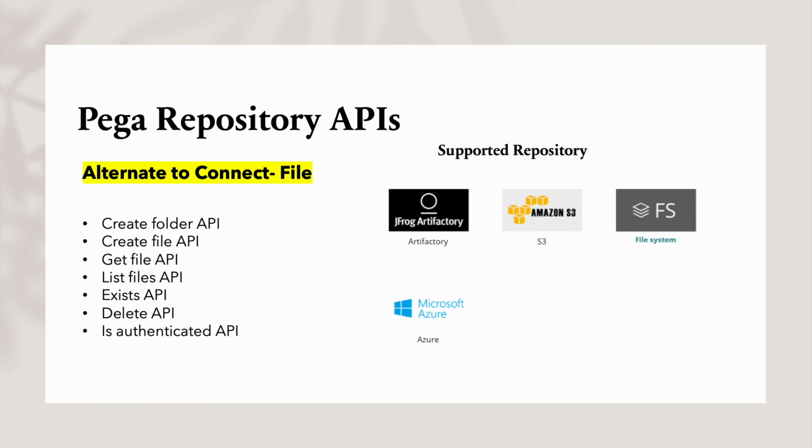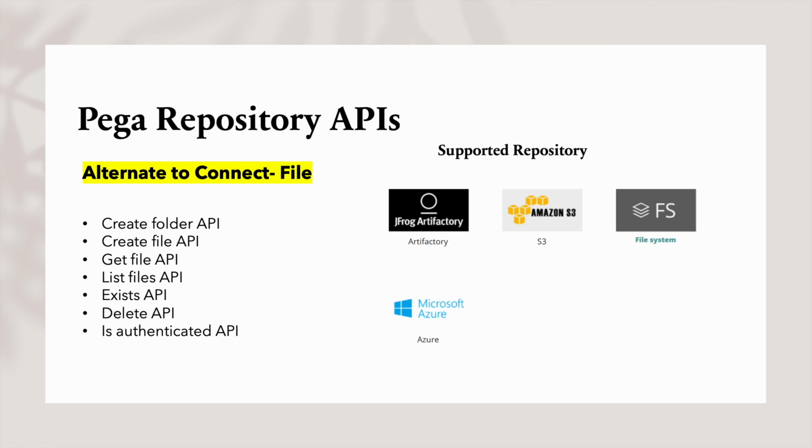The alternative of connect file is the repository API that Pega has given, so we can use that. What we used to do with the connect file was mostly write a file on a server location, on a server folder. Let's say we used to write some XML or some kind of data and generate an output file, and later that file can be used for further processing or anything.